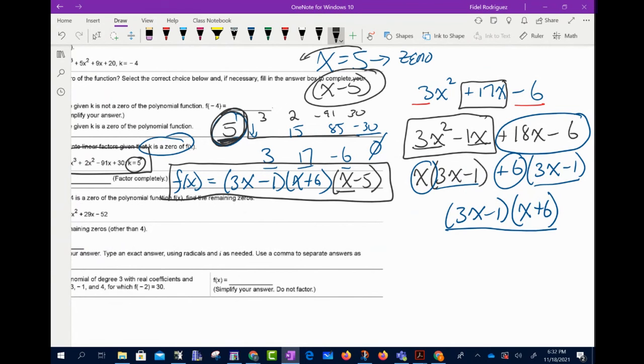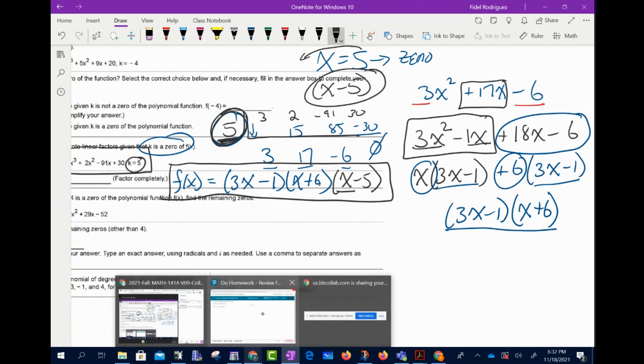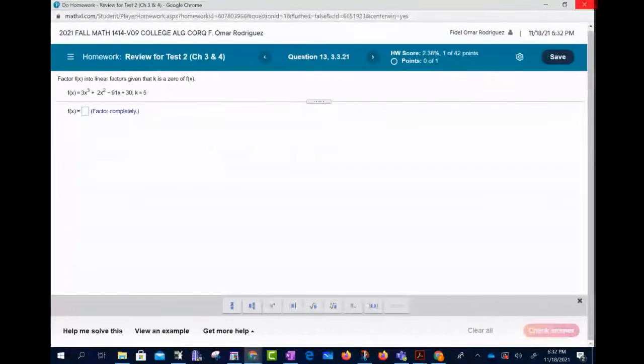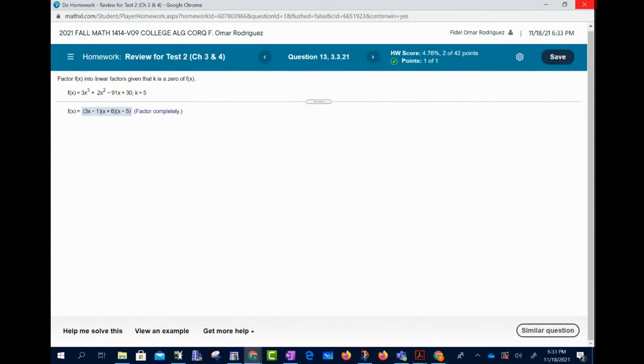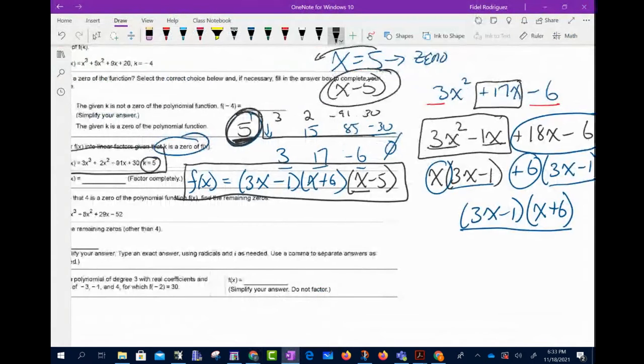So what I'm going to do now is share my screen with you again, and I'm going to put what we had there. We had parentheses 3x minus 1, x plus 6, I want to say, and x minus 5. And then we're going to check it, and we got it. Okay. Does that work? Yeah, that works. Any other ones that you want to ask me about?